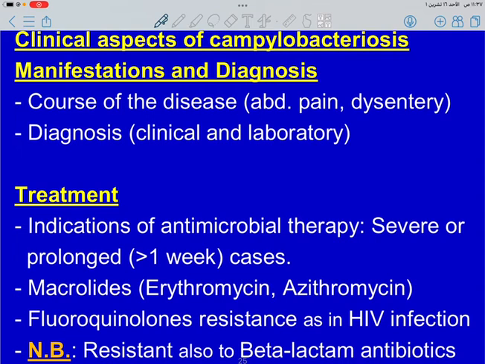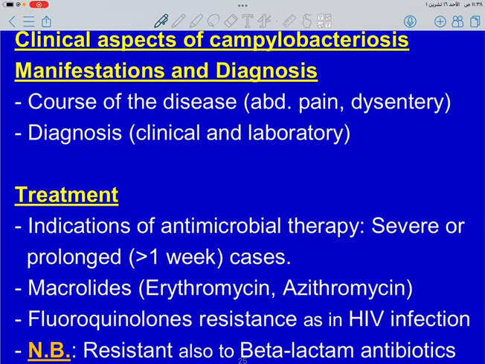What are the best antibiotics? Look here, we are talking in microbiology. The best antibiotic, or the antibiotic of choice, will be erythromycin or azithromycin, which is the long-acting erythromycin. The fluoroquinolones may be used in resistant cases, especially in patients who are HIV positive, human immunodeficiency virus positive.